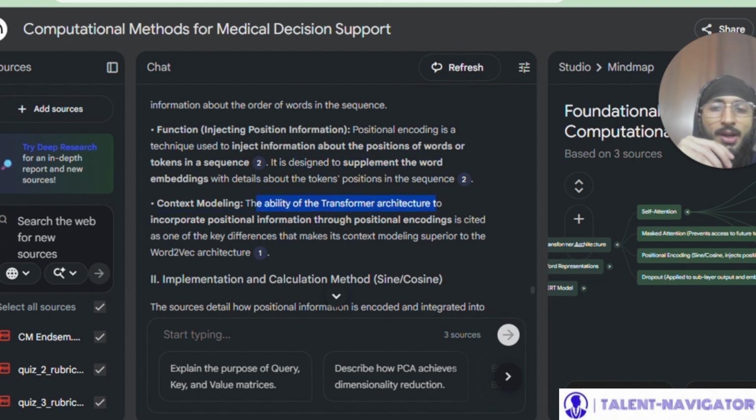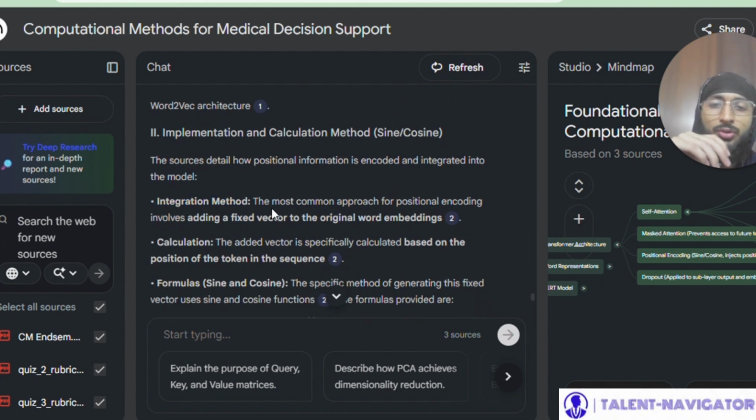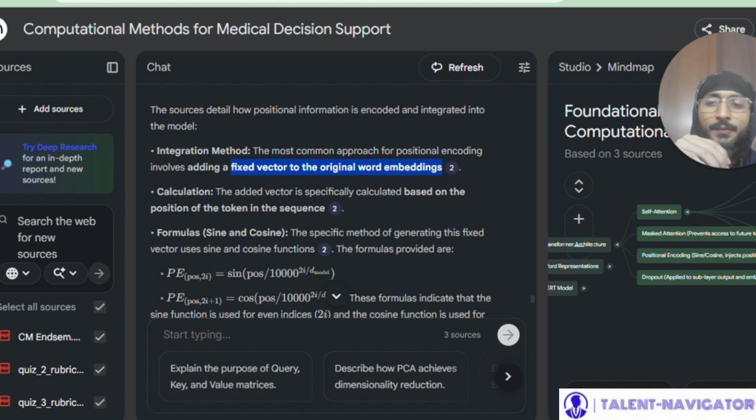So the ability of the transformer architecture to incorporate positional information through positional encodings is cited as one of the key differences that makes its context modeling superior to the Word2Vec architecture. So basically, we have the integration method. The most common approach is to add a fixed vector to the original word embeddings, and we have formulas.